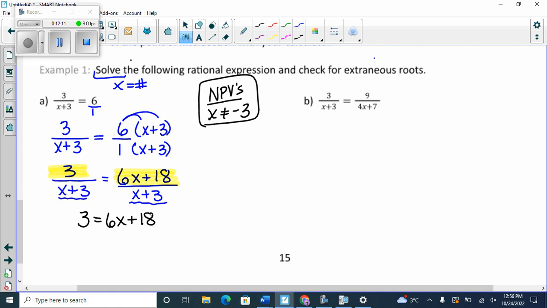How do I get x by itself? Yep, subtract 18. So I get -15 equals 6x. Divide by 6. And x equals -5/2.